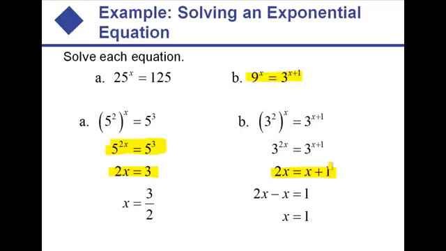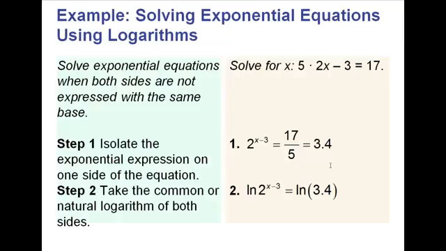They're not always going to be this easy. You can't always make the bases the same. And once that happens, you have to start using some techniques of logs. So an example like this. If we're given 2 to the x minus 3 equals 17. Now this up here is a bad typo. It's actually supposed to be 5 times 2 to the x minus 3 equals 17.